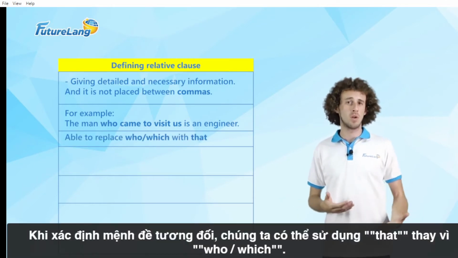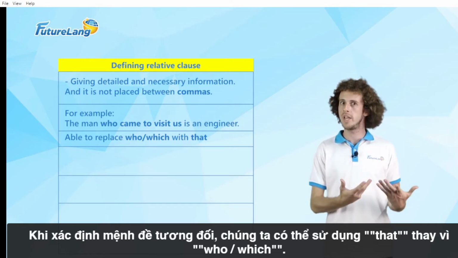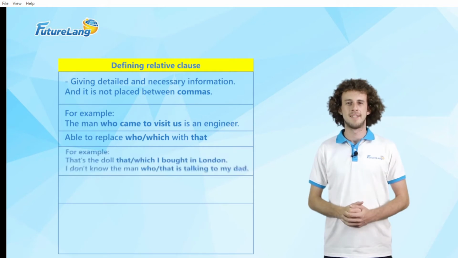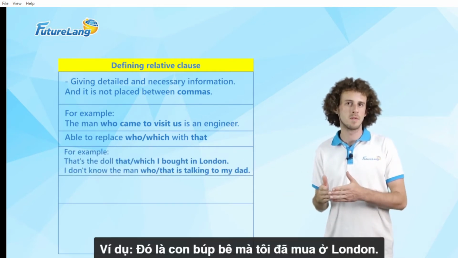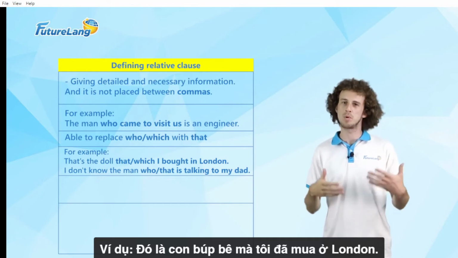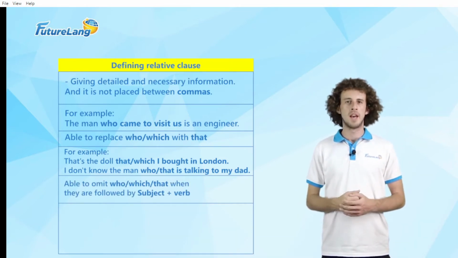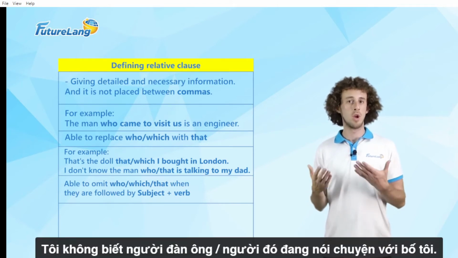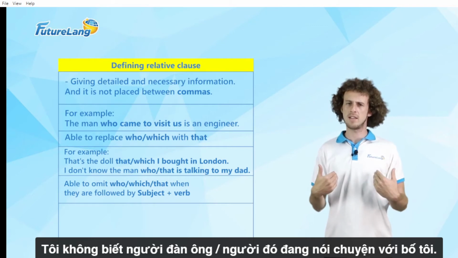In defining relative clause, we can use that instead of who or which. For example, that's the doll that or which I bought in London. Or, I don't know the man who or that is talking to my dad.